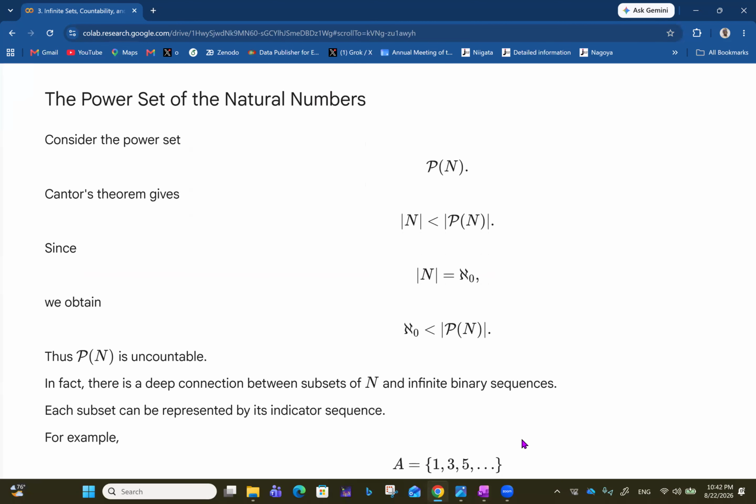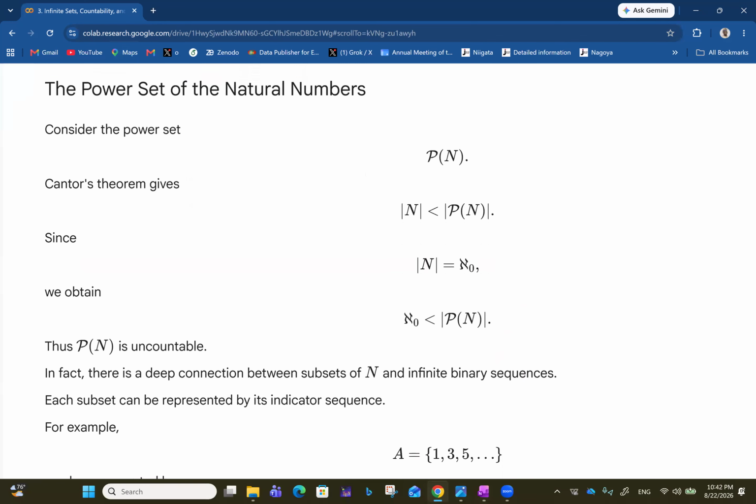So the power set of natural numbers now, consider the power set P of N. Cantor's theorem gives the cardinality of N to be less than the cardinality of P of N. So since the cardinality of N is aleph 0, then we obtain that aleph 0 is less than the cardinality of P of N. Thus, P of N will be uncountable because this can now be like the cardinality of the continuum. So in fact, there's a deep connection between subsets of N and infinite binary sequences like that.